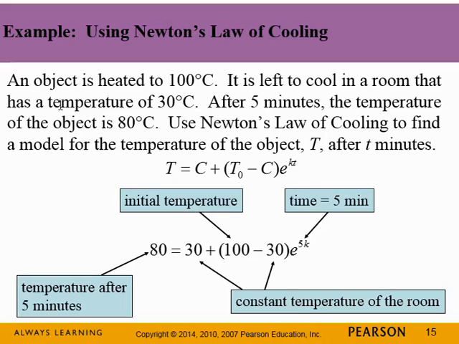So an object is heated to 100 degrees. So that means my 100 goes in T sub O. This is my initial temperature. It is left to cool in a room that has a temperature of 30 degrees Celsius. So my constant temperature goes where my C is. That's your 30. After 5 minutes, which is my time, the temperature of the object is 80 degrees. Use Newton's law of cooling to find the model for the temperature of the object T after t minutes.